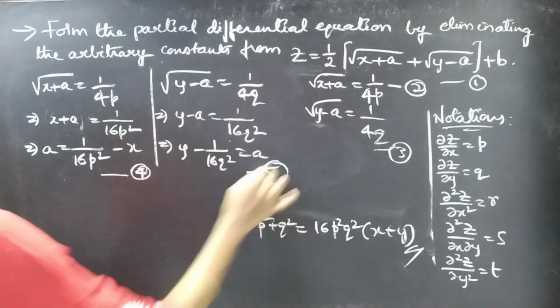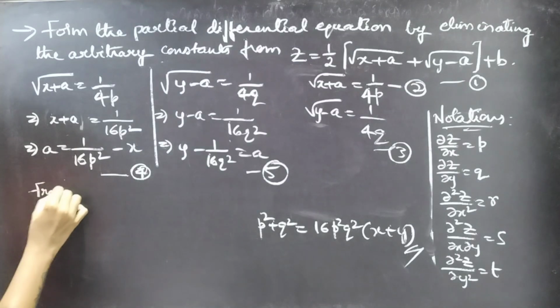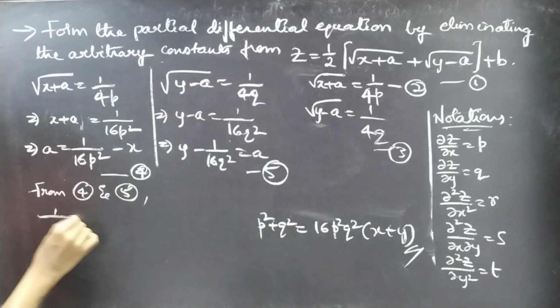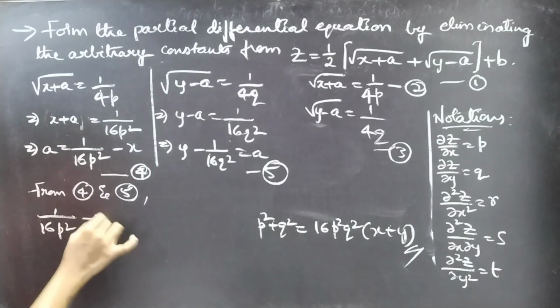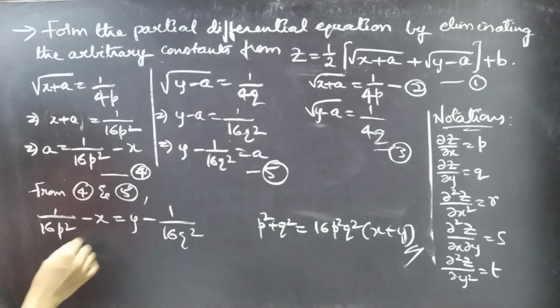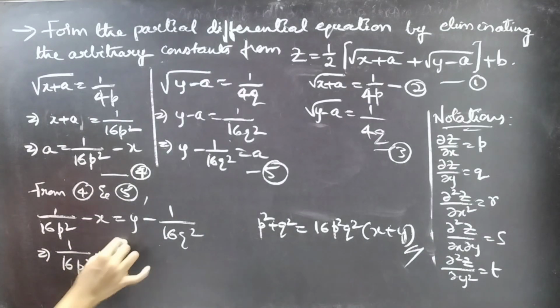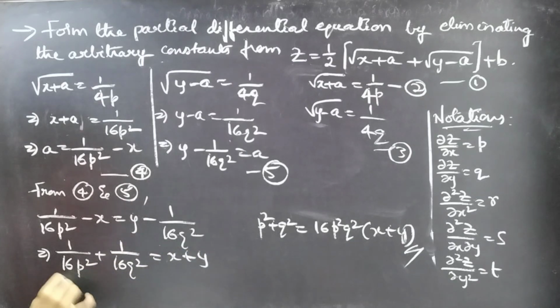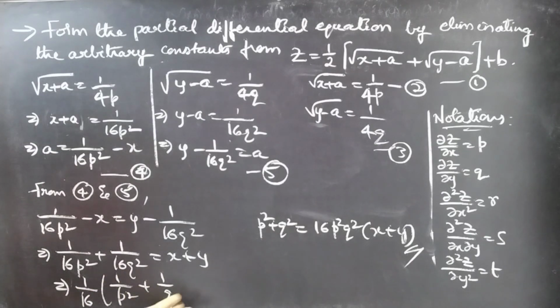From 4 and 5 you'll get 1 by 16 p square minus x equal to y minus 1 by 16 q square. Just bring this term to LHS and take this x to RHS. You'll get 1 by 16 p square plus 1 by 16 q square equal to x plus y, right? Take 1 by 16 common, you'll get 1 by p square plus 1 by q square equal to x plus y. Or just simplify it.